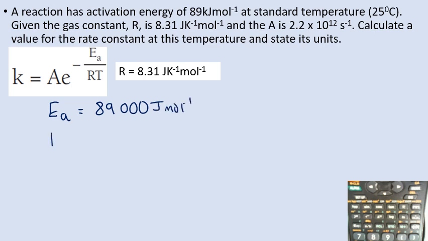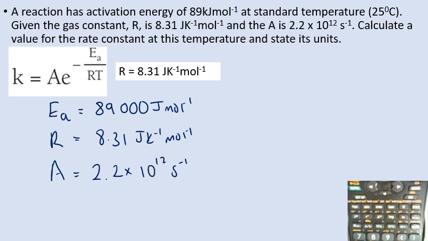We're given the gas constant R of 8.31. Again, that will always be the correct units, we don't need to worry about that. We're given the Arrhenius constant, 2.2 times 10 to the 12 seconds to the minus 1. The units for the Arrhenius constant are also the same as the units for the rate constant. So the units will always be the same.